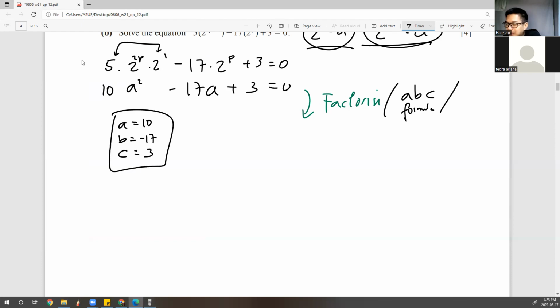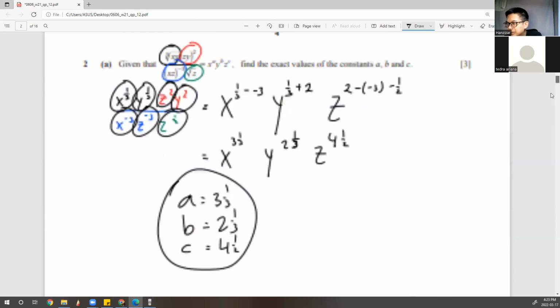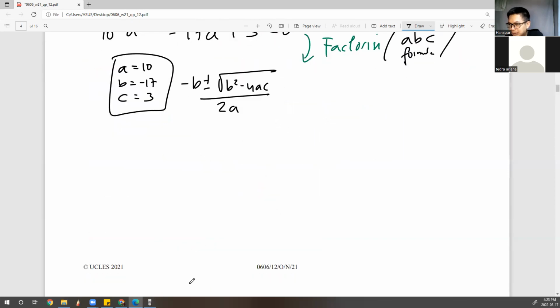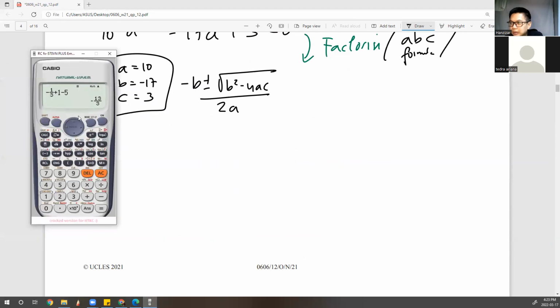And then minus b plus minus the square root of b squared minus 4ac, over 2a. Wait, I forgot, 2a. Sorry, I have to look at it. Yeah, 2a. Okay, let's go to counting mode and make another shortcut.